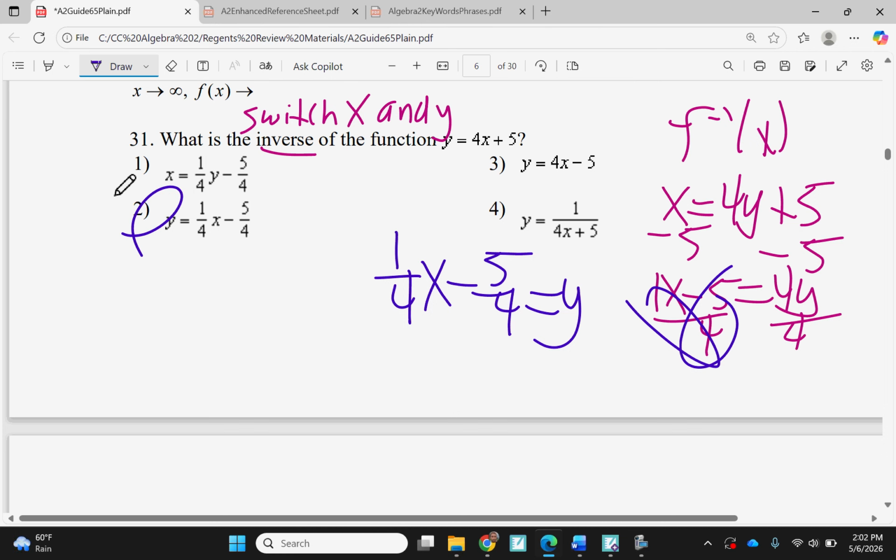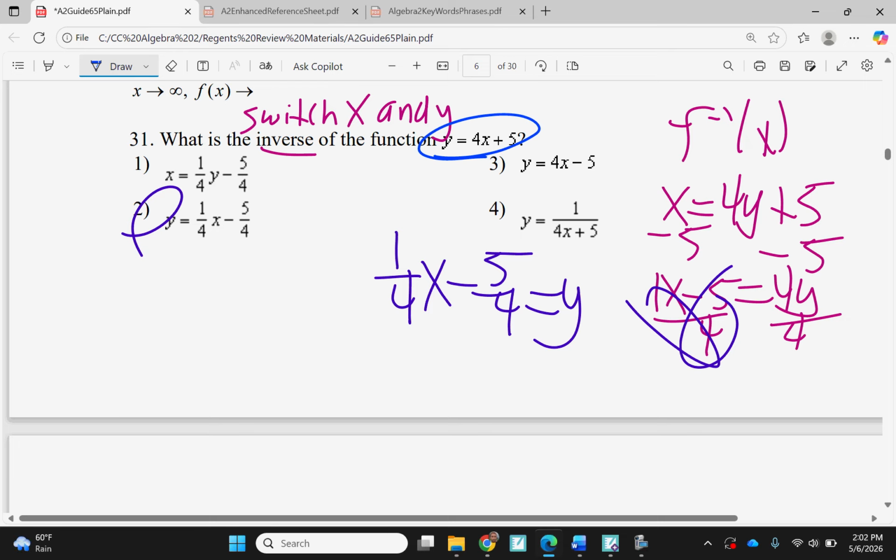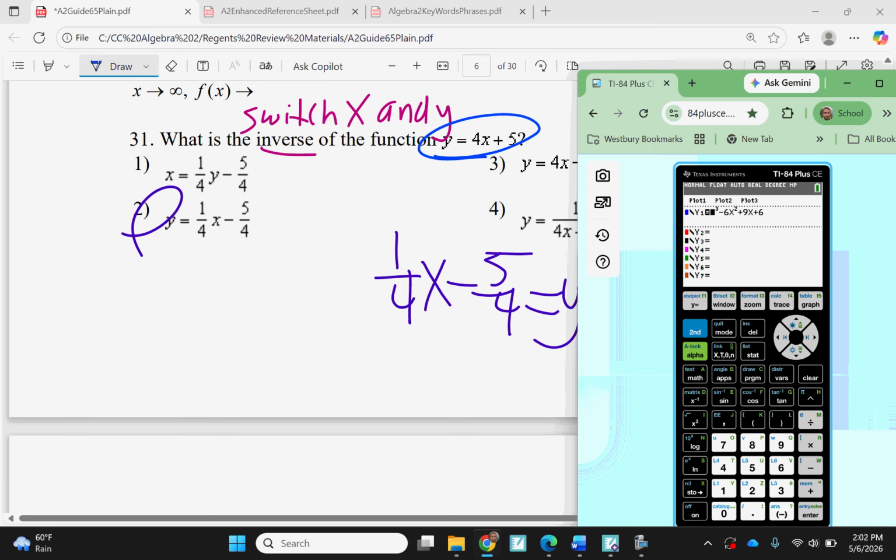Another option is to use a strategy that I taught you. So let's do that now. We're going to start by typing this into y1. So I'm going to go to my calculator. I'm going to type in y equals 4x plus 5. I'm going to go to my table. I'm going to write down 3 nice points. Let's go -2, -3, -1, 1, 0, 5.